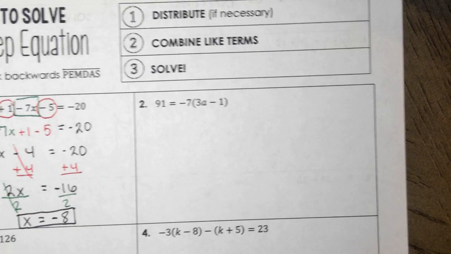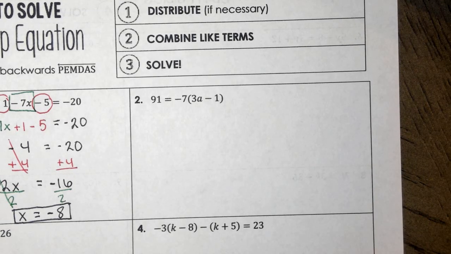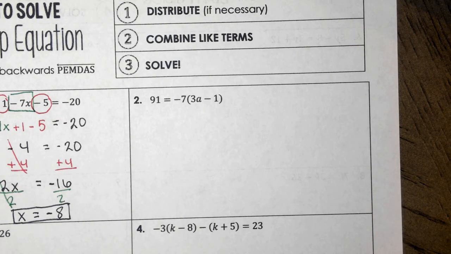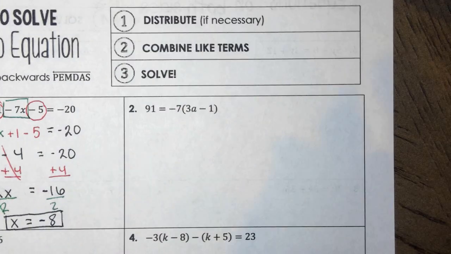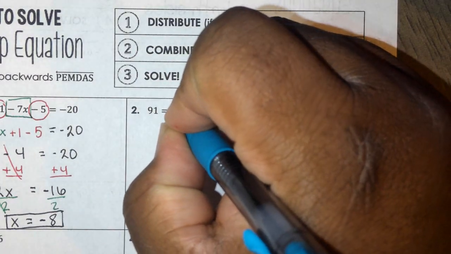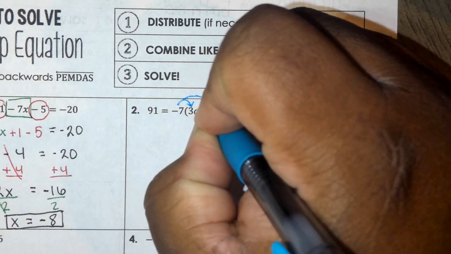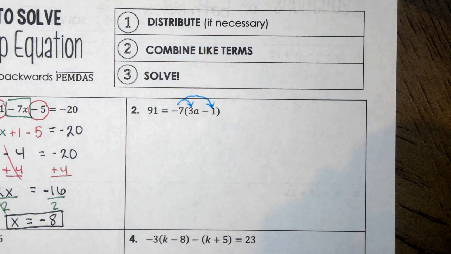Thing I want you to notice about this next equation, number 2. First, we only have one variable, but it's on the right. And we also have parentheses on this one. So in this case, distribution would be necessary. The equation is 91 equals negative 7 times 3a minus 1. So on this one, the first thing we want to do is distribute. This is necessary. We want to distribute this negative 7 into the parentheses to the 3a and the negative 1. Both terms get it.